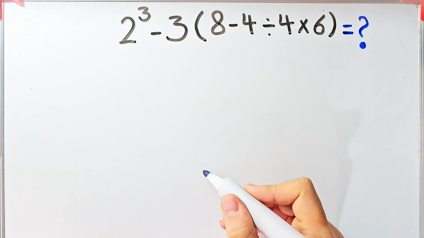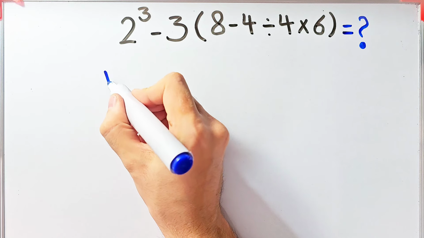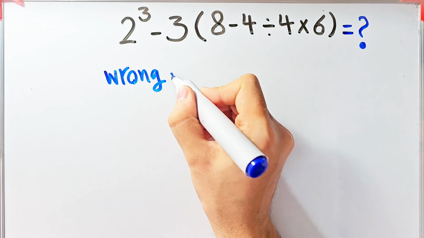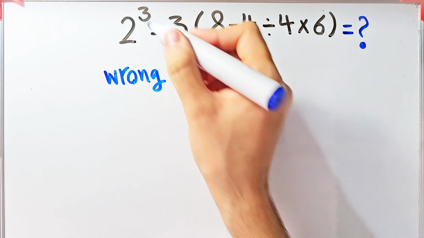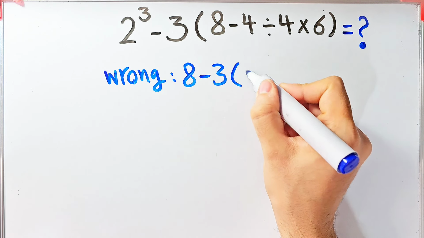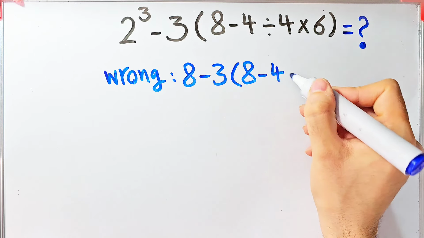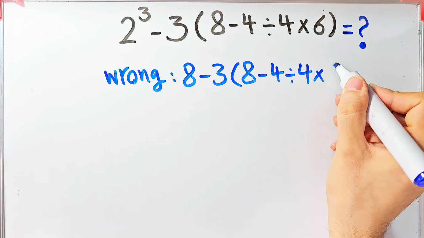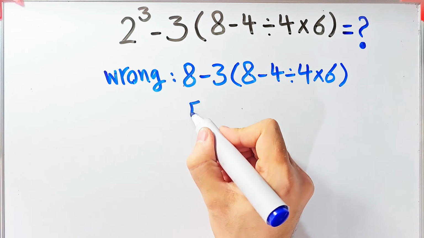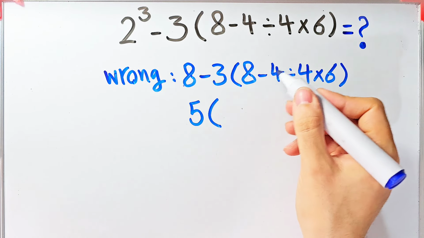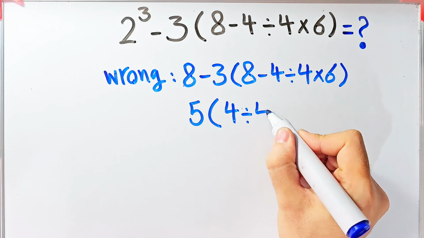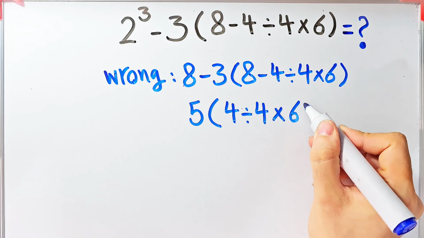Can you solve it? In the wrong way of solving this question, some people solve this question like this. They say 2 to the power of 3 equals 8. 8 minus 3 then times 8 minus 4 divided by 4 then times 6. 8 minus 3 equals 5. 5 times 8 minus 4 which equals 4 then divided by 4 then times 6.